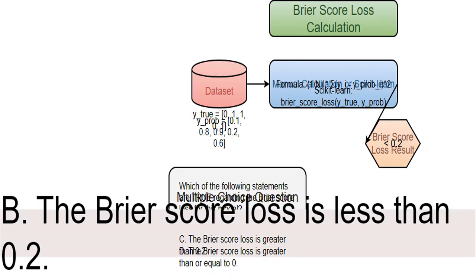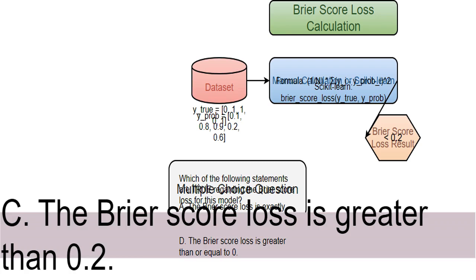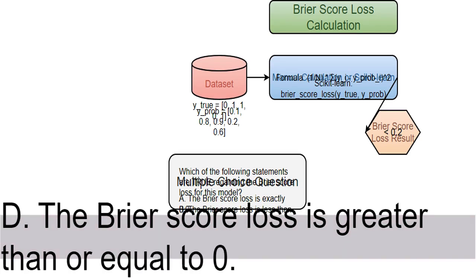This option states the Brier score is less than 0.2. Given my calculation, this is a correct statement. This option claims the Brier score is greater than 0.2. Since my calculation shows otherwise, this is false. This option says the Brier score is greater than or equal to 0.